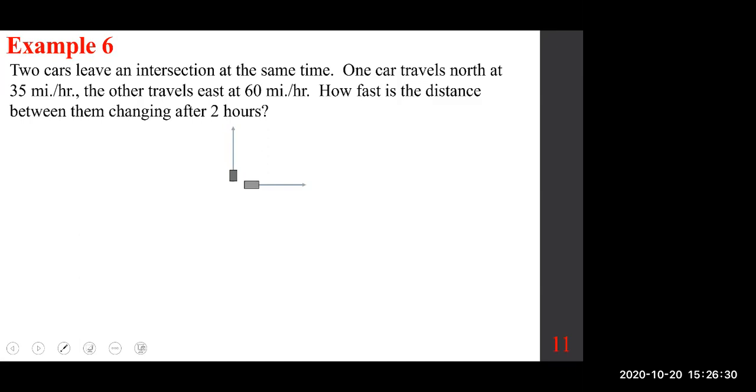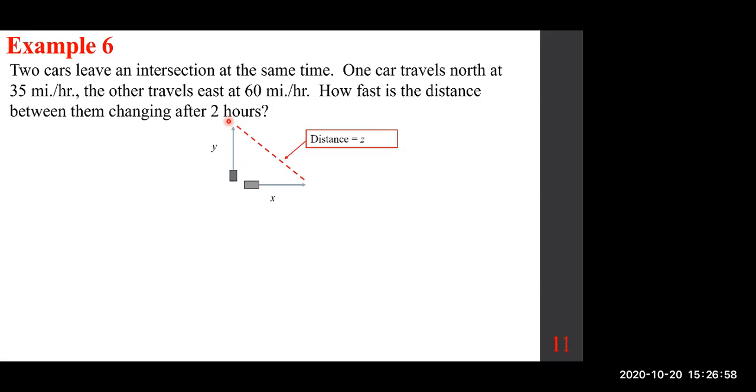All right, so we are right here and we are moving as it was described here, okay? So one goes up north and one goes towards east. So we are going to write the given according to this. We want to know how fast their distance, here's their distance, okay? That is changing sometime later, in this case, 2 hours. So what is given? Okay, so we are interested in that. So this is the distance z. Those are x and y, okay?